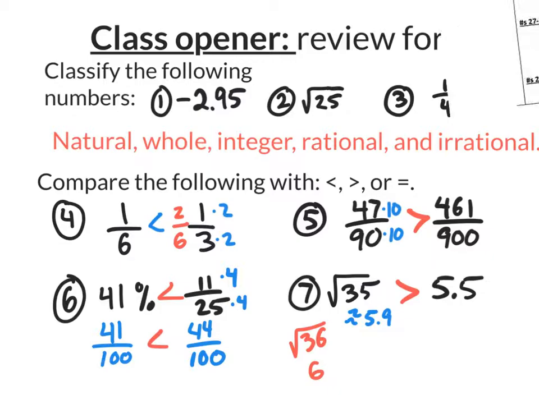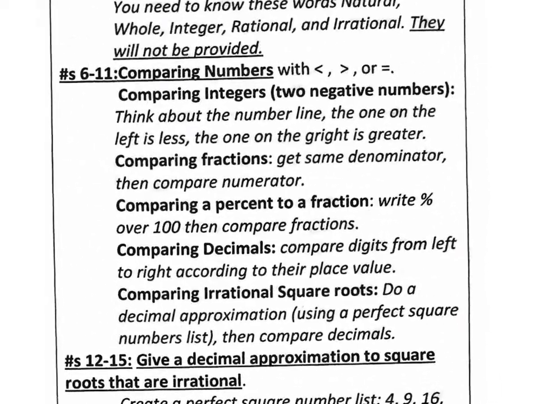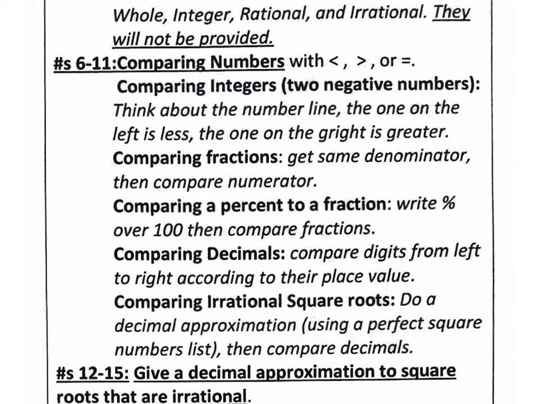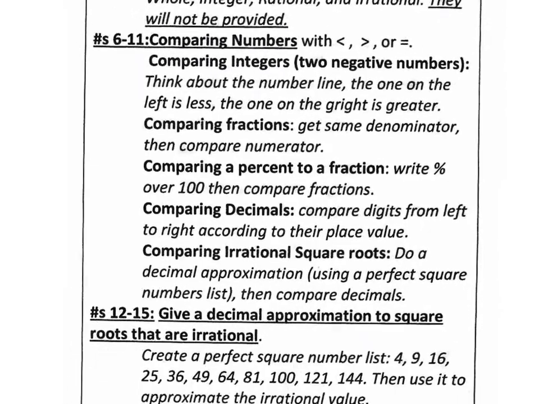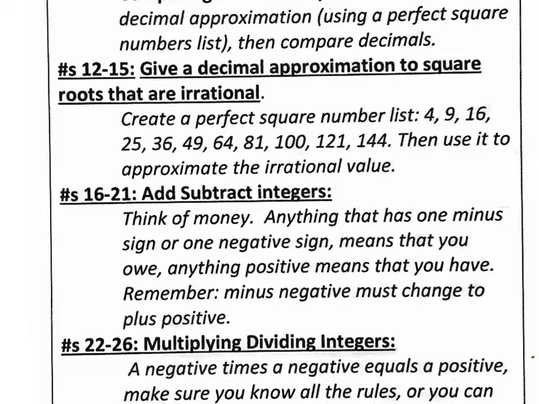So going back to the description of the test, questions 6 through 11, 6, 7, 8, 9, 10, 11 are all about comparing. And let's move on to questions 12 through 15 on the test. Right there, they're going to ask us to give a decimal approximation to square roots that are irrational. Okay? And how do you do that? You simply create a perfect square number list, 4, 9, 16, 25, 6 times 6, 7 times 7, 8 times 8, and so on, and then use it to approximate the irrational value.